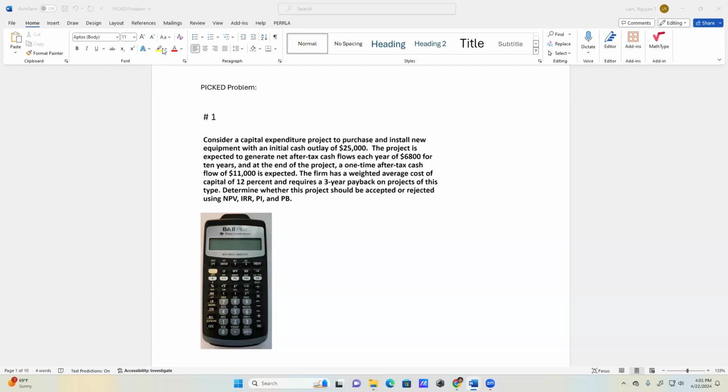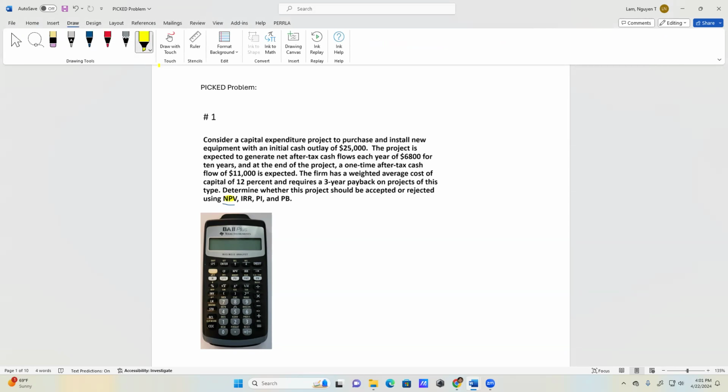So chapter 11 is mainly looking at how to compute the NPV, net present value, the IRR, internal rate of return, PI value, and PB value. So PB is payback, and PI, I believe, is profitability index. Lastly, you also need to know how to find the EAA. And we will begin to compute that using this problem I have right here.